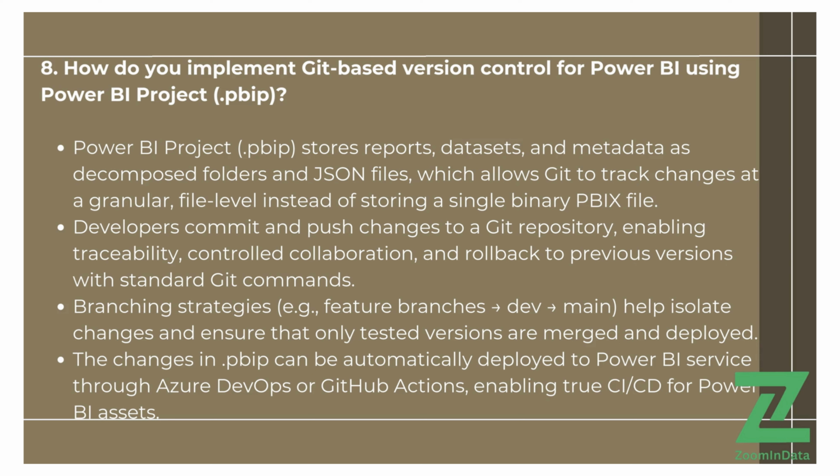Developers commit and push changes to a Git repository, enabling traceability, controlled collaboration, and rollback to previous versions with standard Git commands. Branching strategies, example feature branches to dev to main, help isolate changes and ensure that only tested versions are merged and deployed. The changes in PBIP can be automatically deployed to Power BI service through Azure DevOps or GitHub Actions, enabling true CI/CD for Power BI assets.